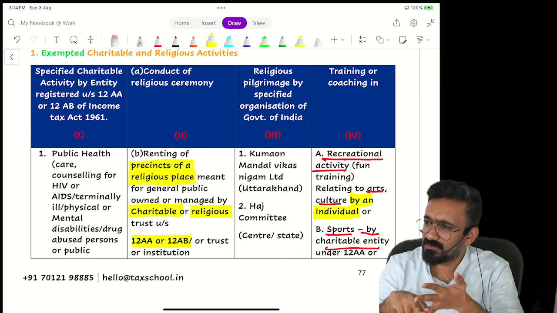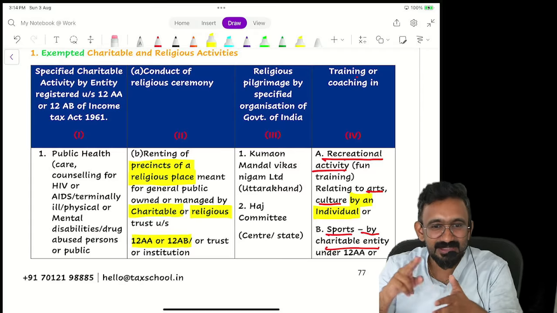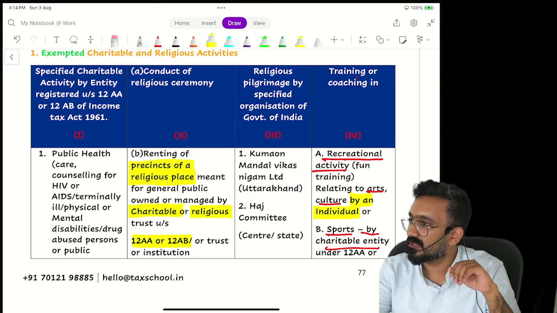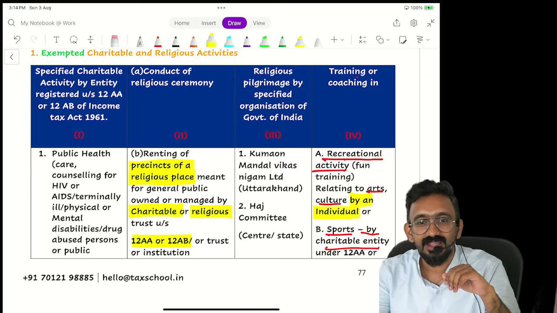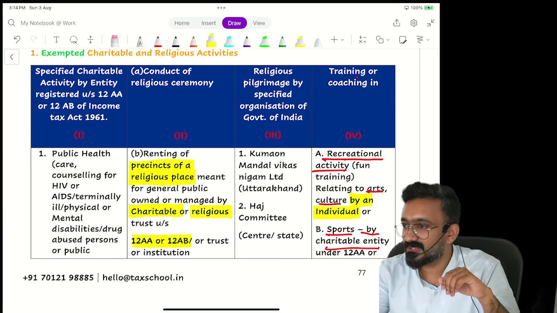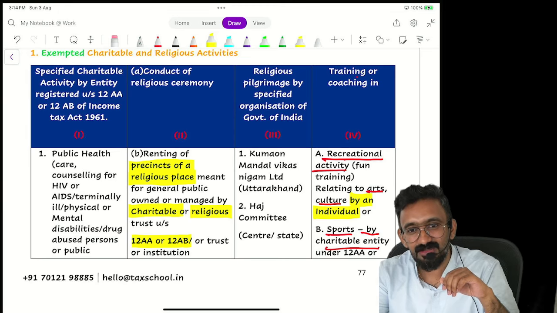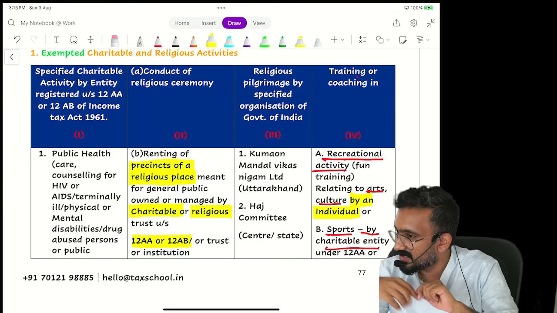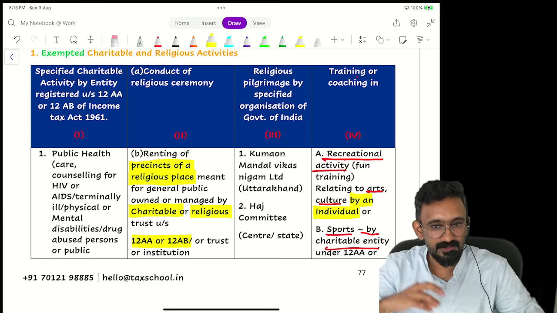Everything: karate, kung fu, football, cricket, swimming, sports coaching, recreational coaching only. Would it be taxable or exempt? Exempt, because the club has 12AB registration, a charitable entity. Understanding? This is how you interpret it. Is that clear to all of you? All the structure?